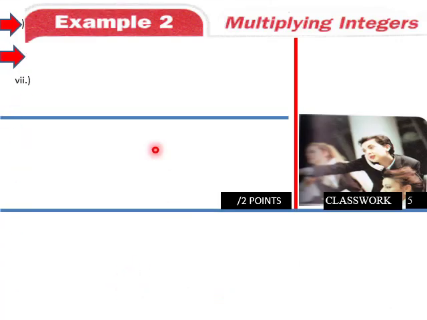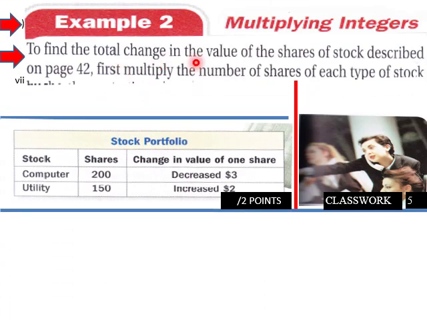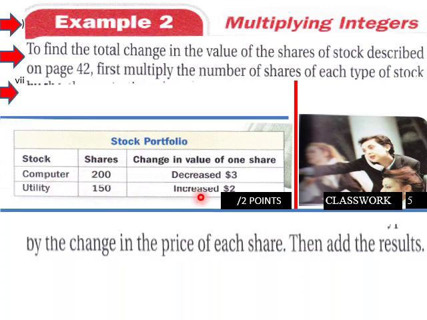And then example 2, find the total change in value of the shares of stock described on page 42. First, multiply the number of shares of each stock by the change in price. We have shares and it decreased by 3. Then same thing down here.